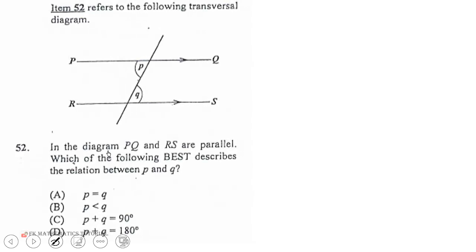Item 52 refers to the following transversal diagram. In the diagram, PQ and RS are parallel. Which of the following best describes the relation between P and Q? So P is equal to Q because they are alternate angles. So P is equal to Q.